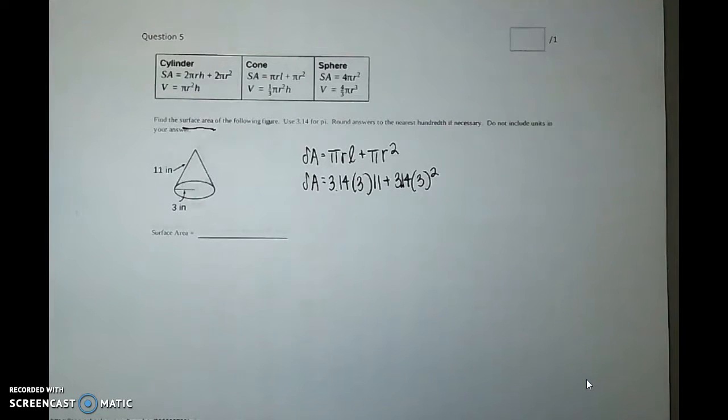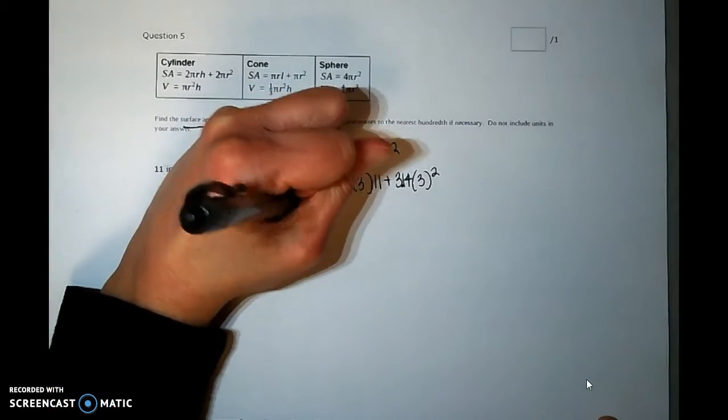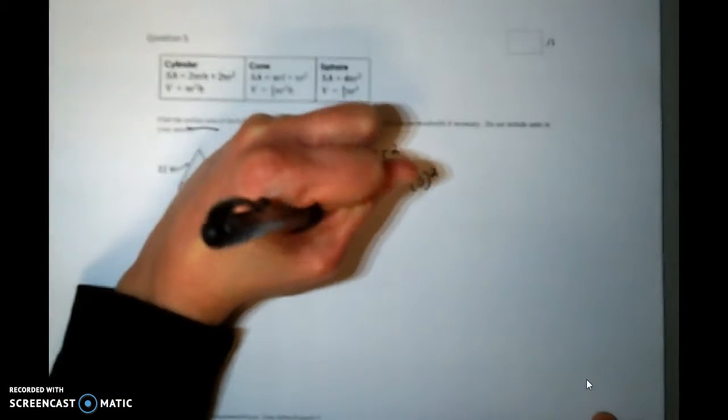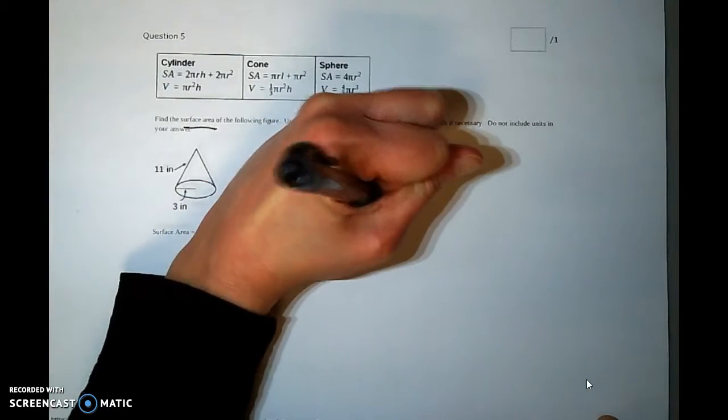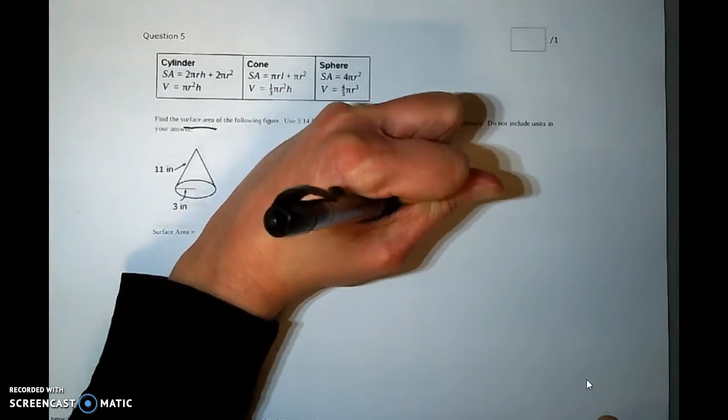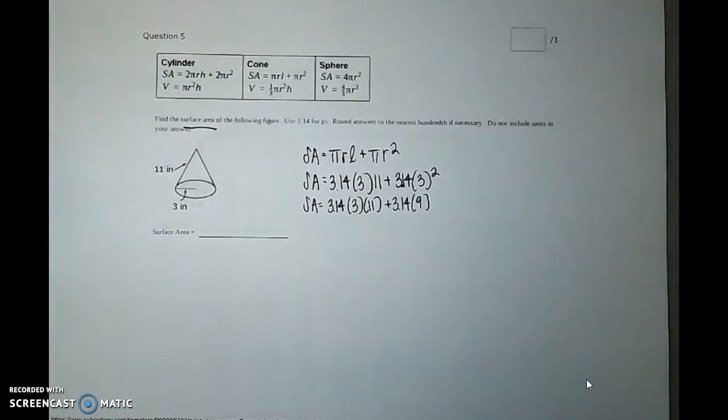Again, I have exponents and multiplication. I also have addition in this case, but I have to do exponents first. So very first step, I'm going to take 3 squared to get 9, but I rewrite everything else exactly the same. So 3.14 times 3 times 11 plus 3.14 times 9. Now next step, I see that I have multiplication and addition, so I have to multiply first.